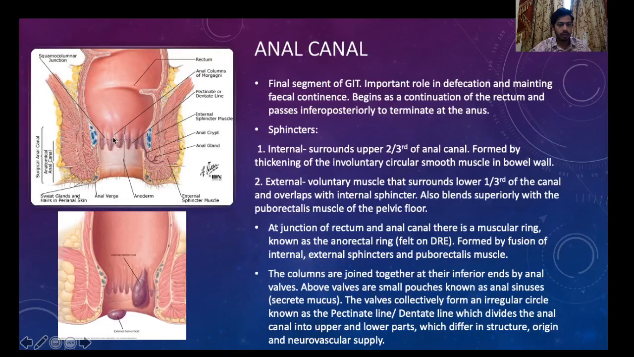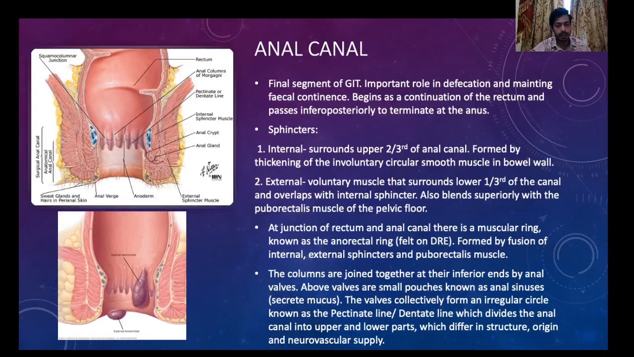And just inferior to it, you will have these columns. These columns join to form valves. These valves aren't actual valves, but more so small pouches known as anal sinuses, which secrete mucus. And then the valves collectively form an irregular circle. You have to imagine they're forming a circle here. This is known as the pectinate line, or the dentate line, and that will divide the anal canal into the upper part and the lower part.